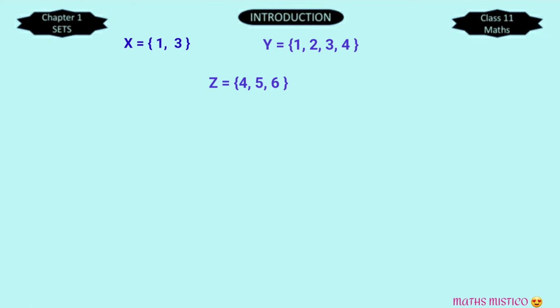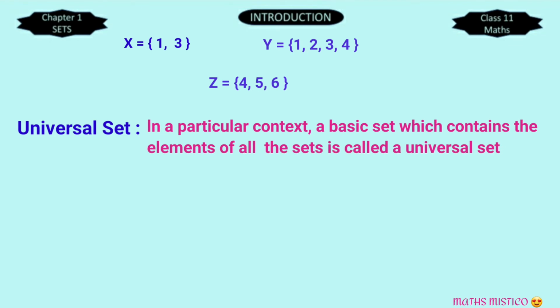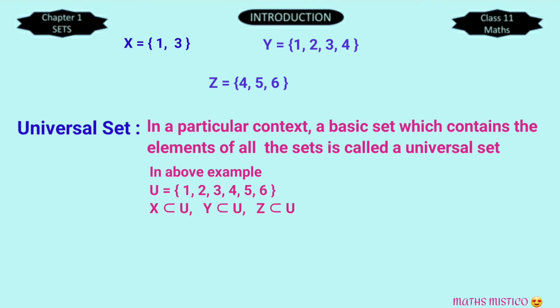Next comes the universal set. In a particular situation when we are dealing with various sets, then the base set in that situation which contains the elements of all the other related sets is called the universal set. It is usually denoted by U. Like for the above example, U is equal to {1, 2, 3, 4, 5, 6}. Clearly, X is contained in U, Y is contained in U, and Z is also contained in U.